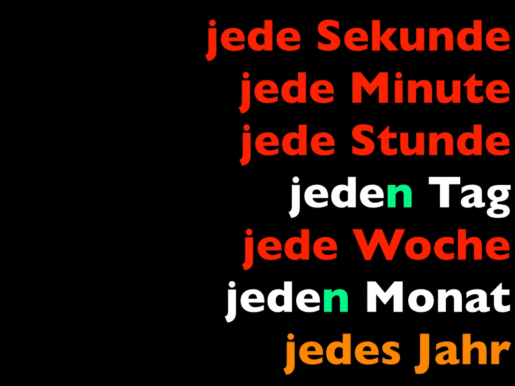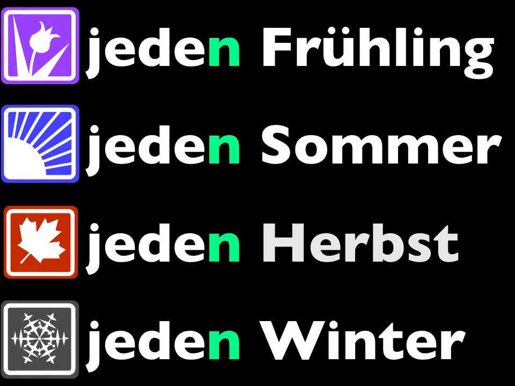But now we see the accusative case coming. Repeat. Jeden Tag. Because Tag is masculine. Repeat. Jede Woche. And once again, we see accusative case coming into play since Monat is masculine. Repeat. Jeden Monat. Jedes Jahr. Good. The seasons are all masculine, so say every spring, summer, fall, and winter after me. Jeden Frühling. Jeden Sommer. Jeden Herbst. Jeden Winter. Good. They're all in accusative case.